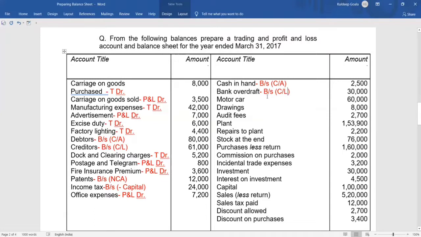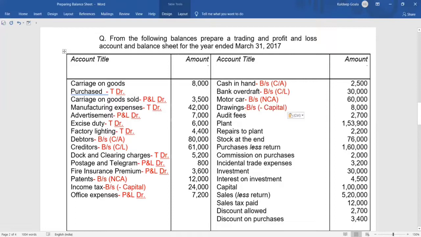Then motor car. Motor car is a balance sheet item, but it is a non-current asset, right? Then coming to drawings, as we have seen in the case of income tax, it is also a balance sheet item, and it will be deducted from the capital. So it will also come as it is. It will come in the balance sheet, minus from the capital.